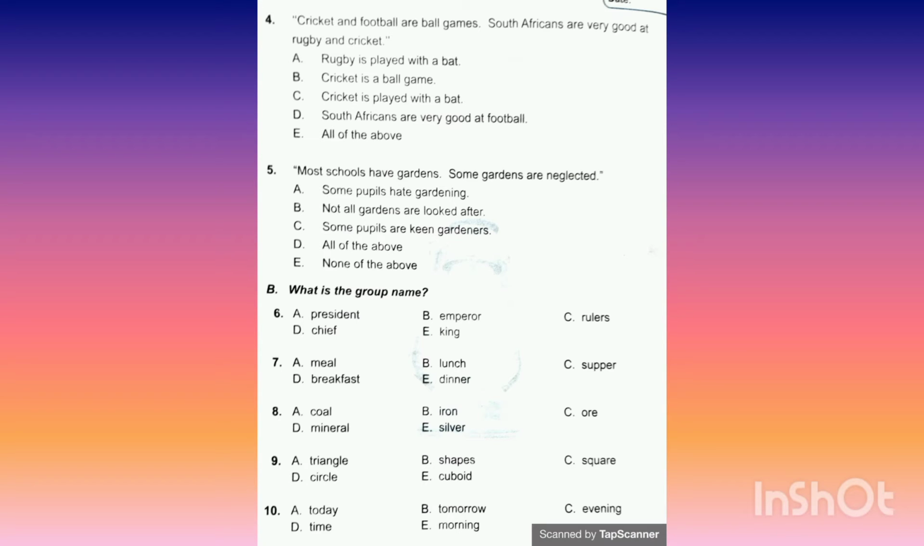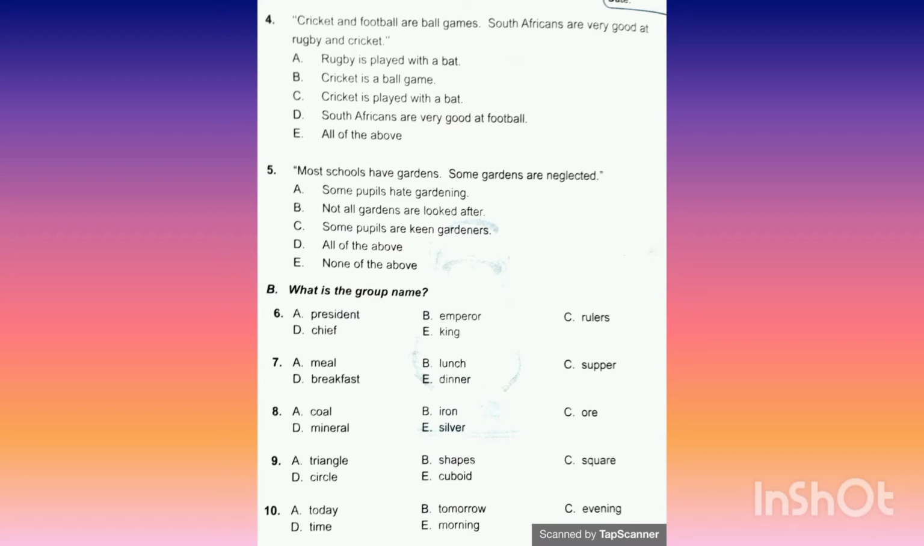Okay, right now we'll be dealing with group names. Now, if you look at number 6 to 10, we are given some words. And among these options, one of them is a group name for the others. So let's see number 6. Option A says president, emperor, rulers, chief, and king. So which of these words is the group name for the others?